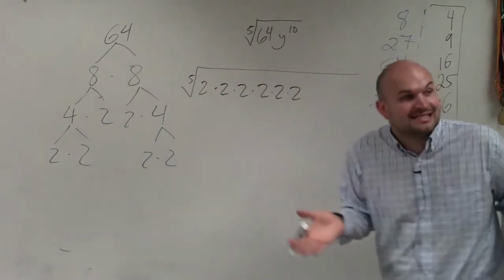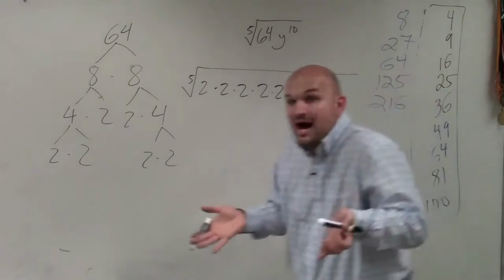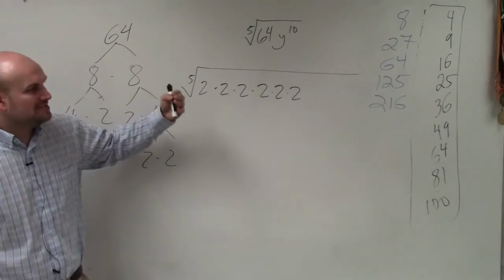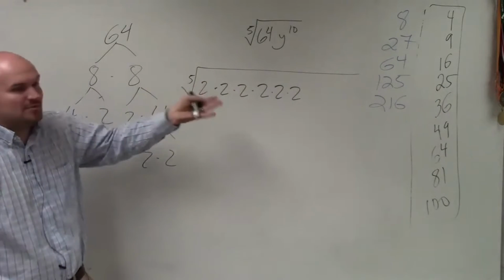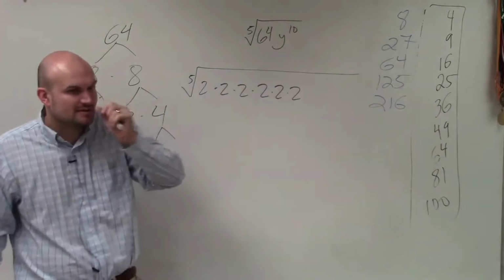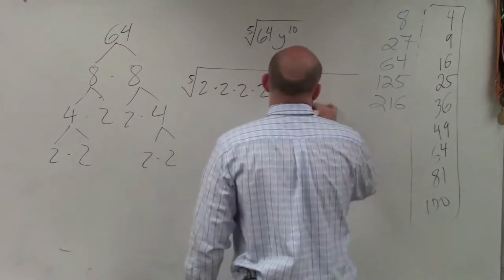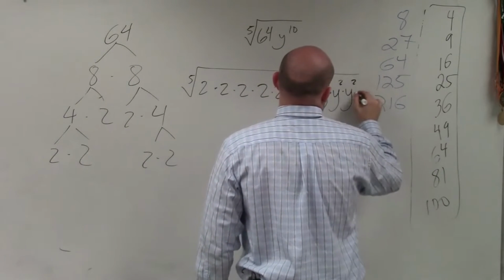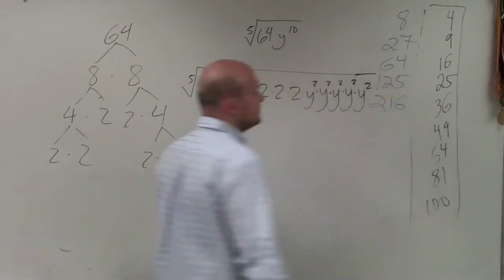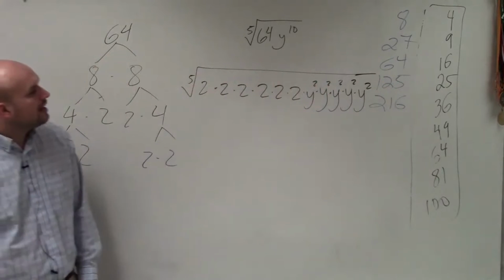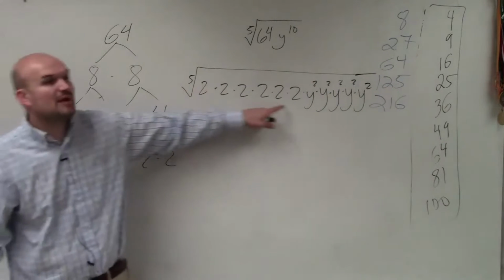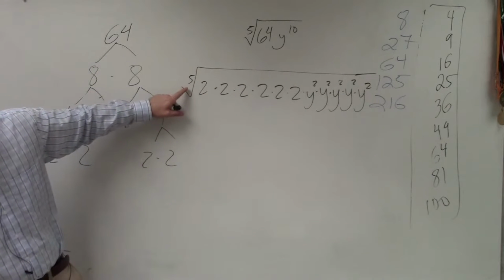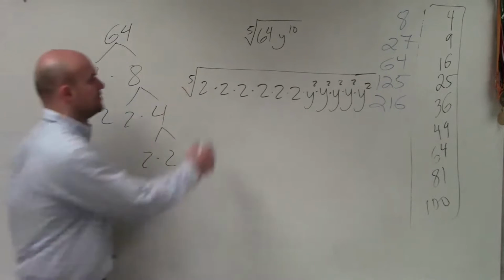And then y to the 10th, again, I can write y multiplied by itself 10 times, but I prefer to take it as y squared. How many times are you going to have to multiply y squared by itself to give you y to the 10th? 5 times. It's much quicker. So now what we do is, since I wrote the prime factorization of this, since we're taking the fifth root, how many of the 2's do I need to take the fifth root of them? 5. So I go ahead and group 5.